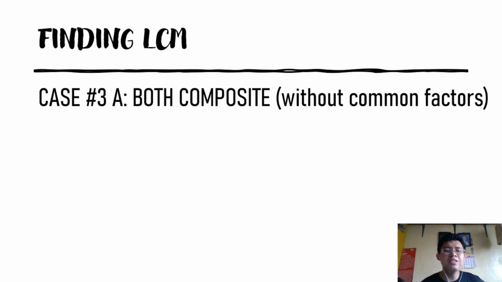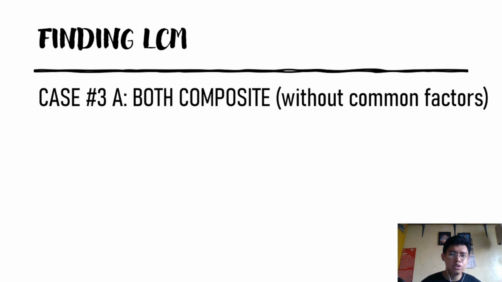For case number 3, what if both are composite? I have case number 3A and case number 3B. For case number 3A, both are composite, we need to identify if they don't have any common factors. Dapat yung both composite numbers, they don't have any common factors for our case number 3, letter A.